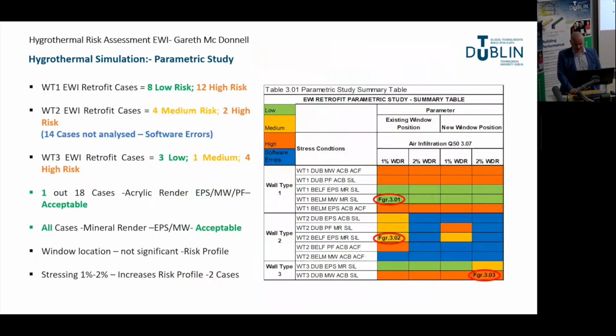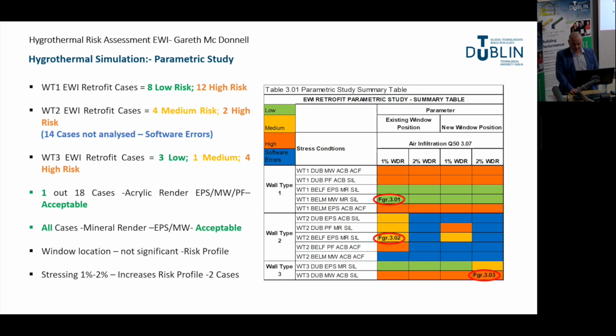So on to the parametric study. This is where the results become interesting, I hope. The matrix on the right indicates a risk assessment summary of the cases under stress conditions simulated in the parametric study. This analysis identified that 60% of the wall type 1 cases were high risk and 40% were low risk.